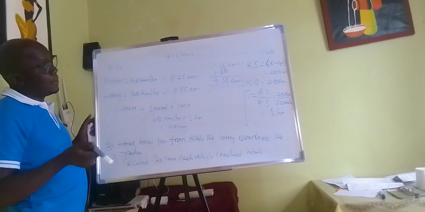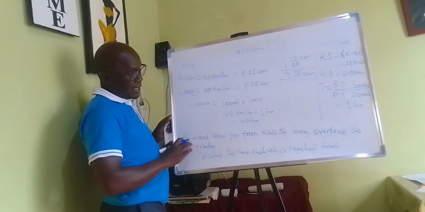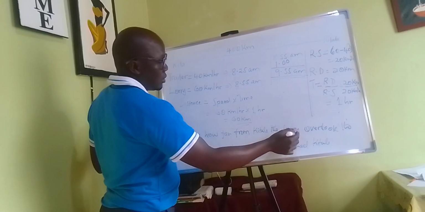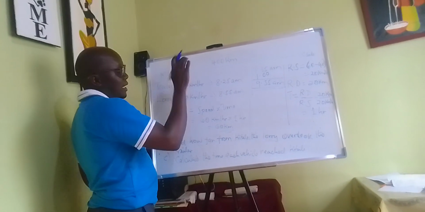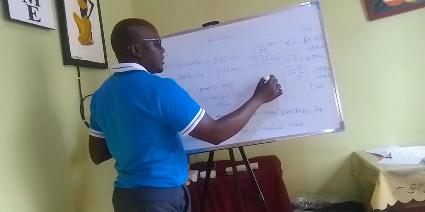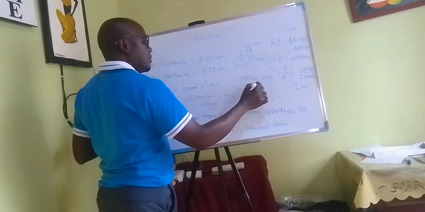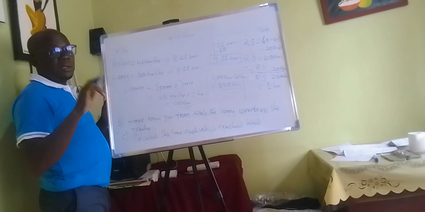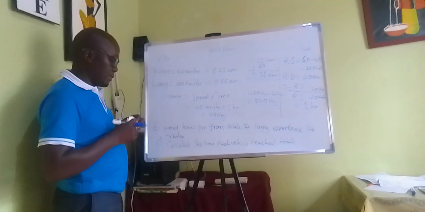Now remember, 60 kilometers is the distance from Nairobi. But the question is asking us to find how far from Kitale the lorry overtook the trailer. We know that the total distance from Nairobi to Kitale is 400 kilometers. So we just take 400 kilometers minus 60 kilometers. We get 340 kilometers. So by the time the lorry is overtaking the trailer, it is 340 kilometers from Kitale.